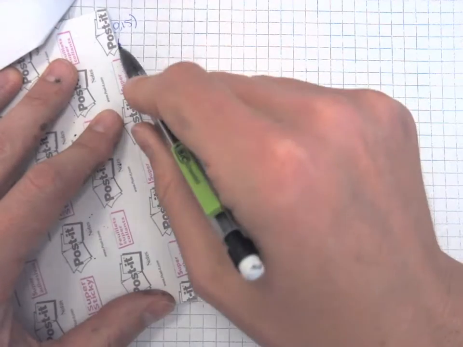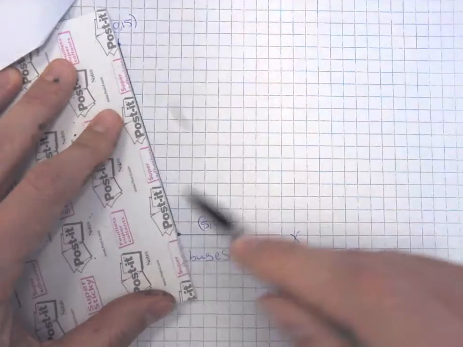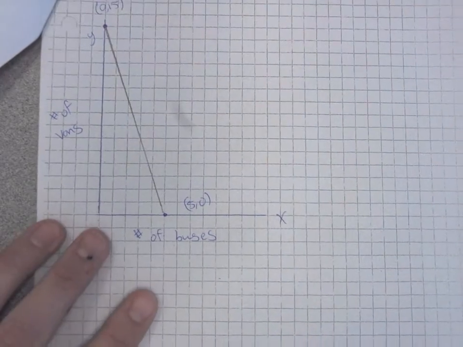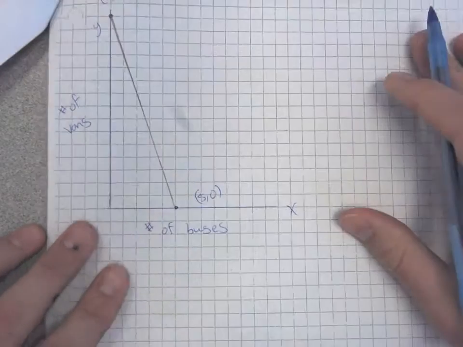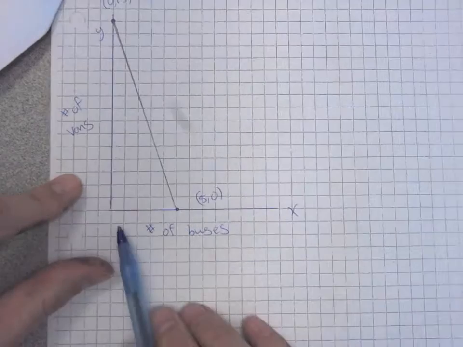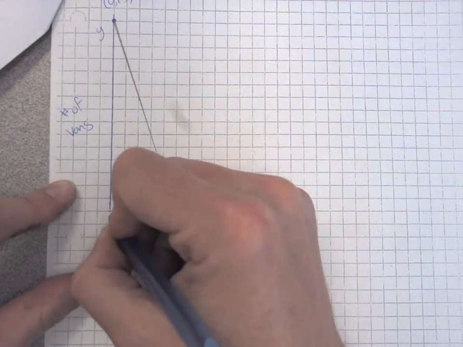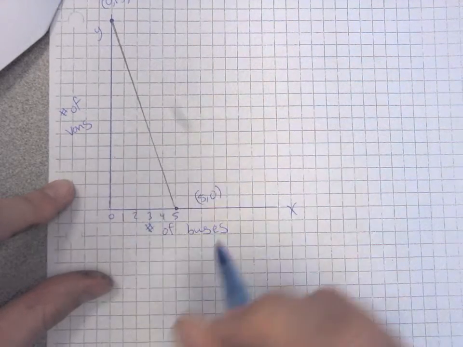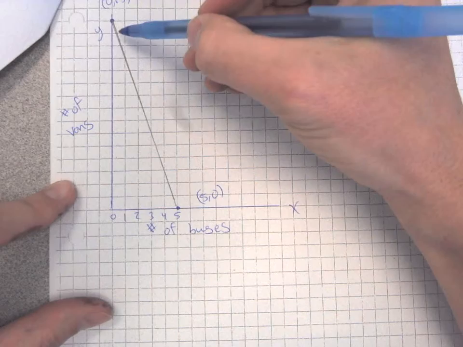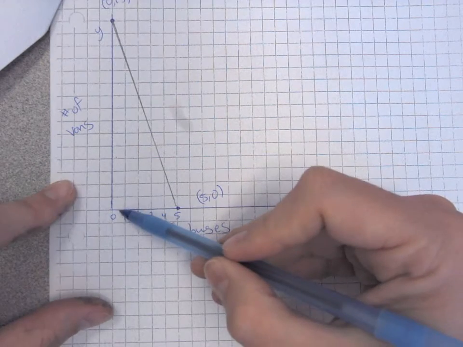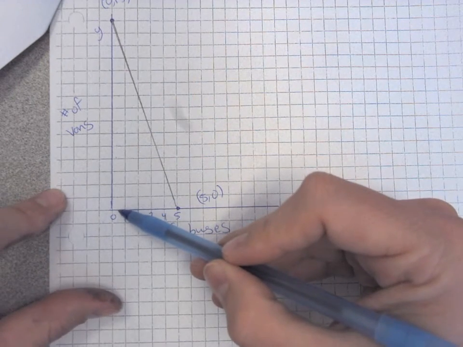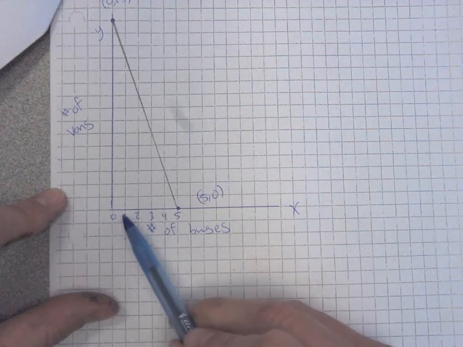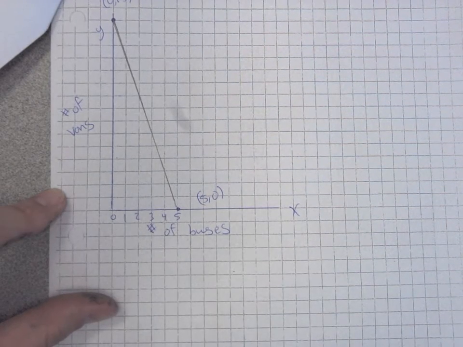Whoops. There we go. And this line should give me other solutions or other combinations of buses and vans. The problem here, though, is if this is like 0 buses, 1 bus, 2 buses, 3 buses, 4 buses, 5 buses, right? In between here, if I picked a point that was in between, that would be like half of a number of buses, which we can't really do. If we're using a bus, we have to use the whole bus.